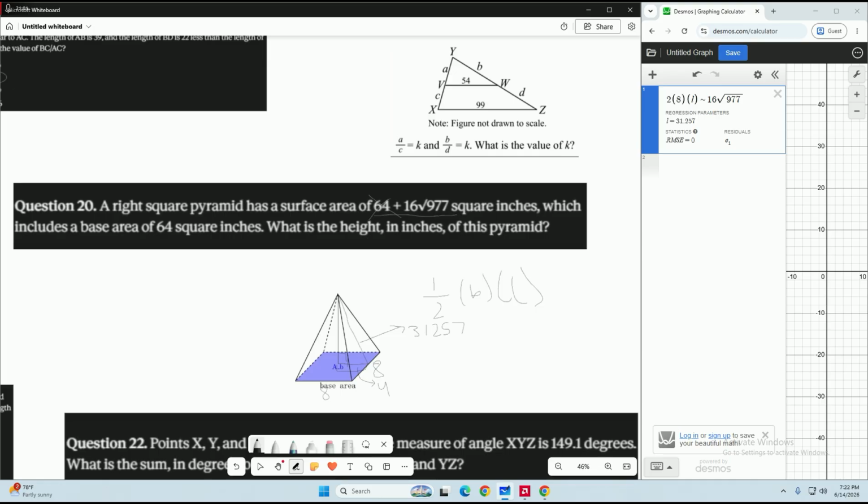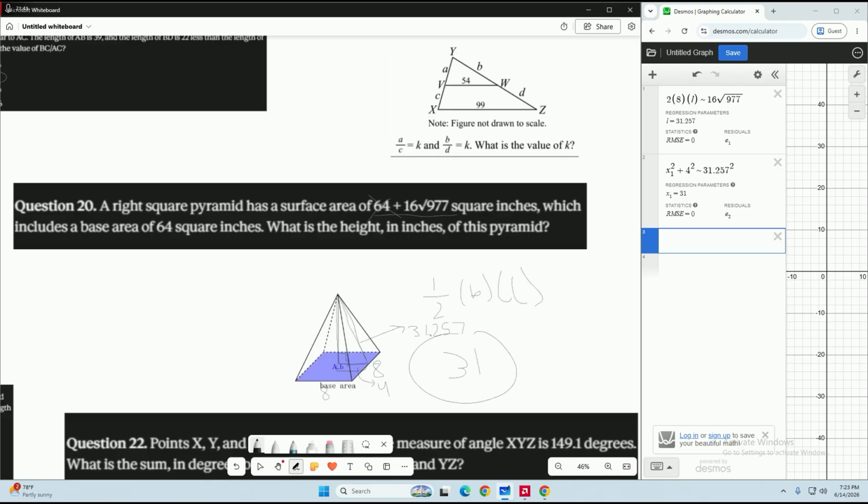So then what I have is a triangle with the base 4 and the slant height, which is 31.257. You're going to notice that the slant height is the hypotenuse, 4 is the base. So you can find the height by doing Pythagorean theorem. I'm going to say x, which is the height, squared, plus 4 squared, is equal to L squared. That's 31.257 squared. And you're going to see that x is 31, so the height is 31. So yeah, 31 is our answer to this question.